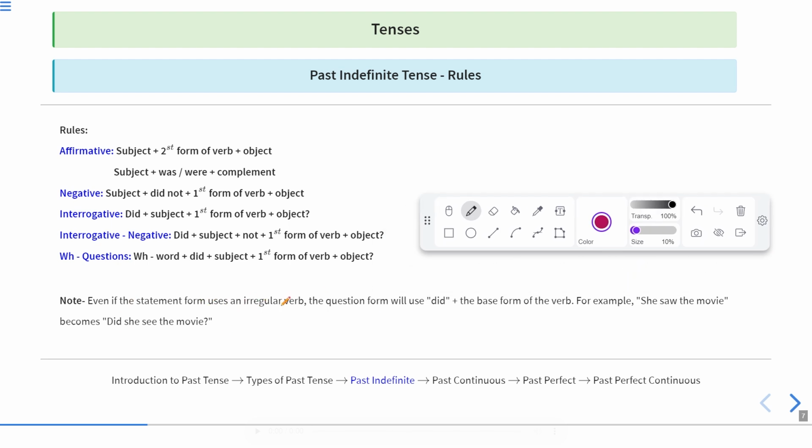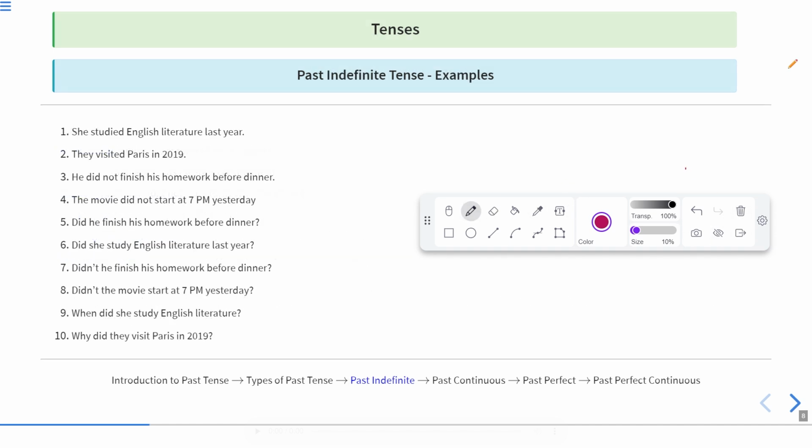Even if the statement form uses an irregular verb, the question form will use did and the base form of the verb. For example, she saw the movie, and did she see the movie? So the verb will be in the first form after did. Now, here we have some examples.